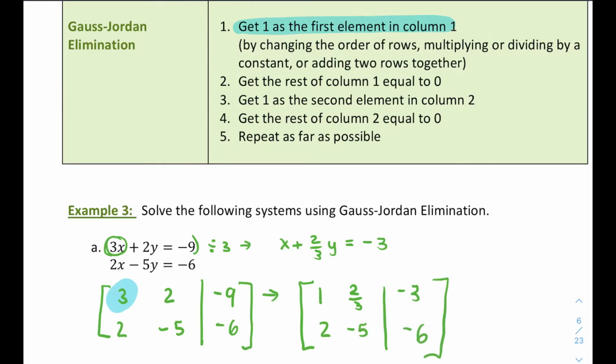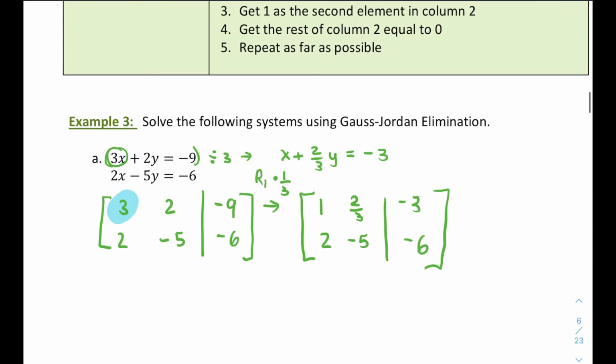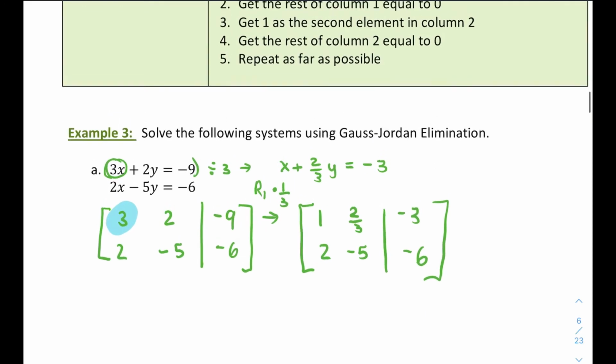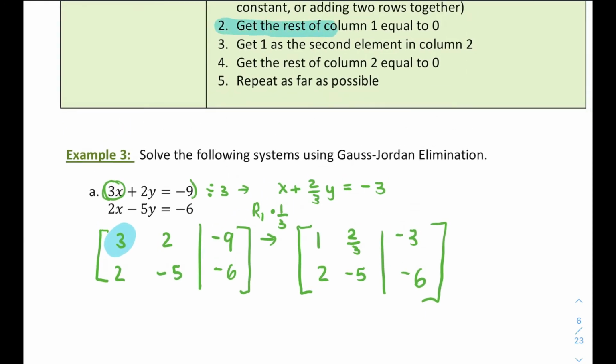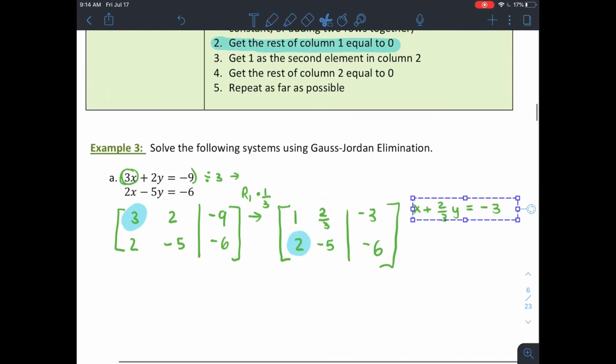It's a good idea to label what's happening so people can follow your work. Notation-wise, you could write that as row 1 gets multiplied by 1/3. If you look at step 2, we want to get the rest of column 1 equal to 0. So where 2 is right now, we want there to be a 0.